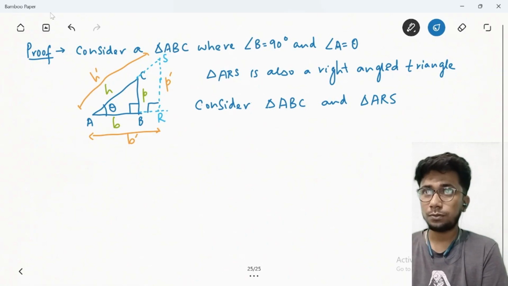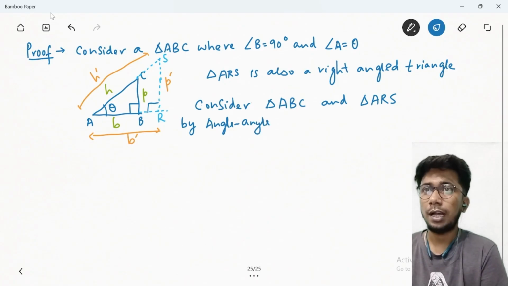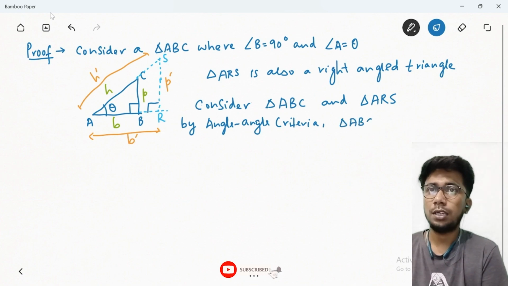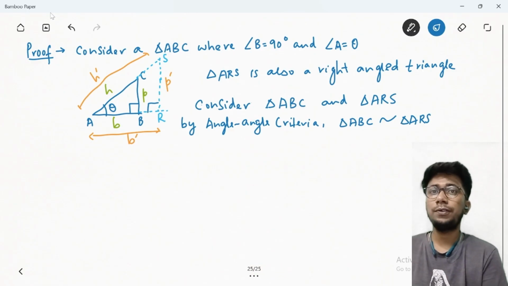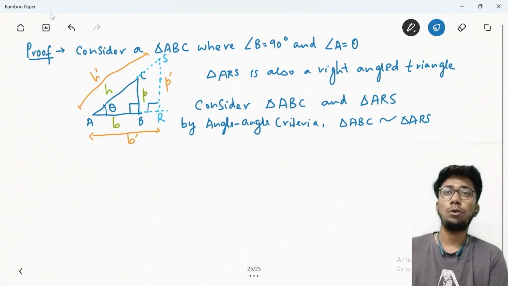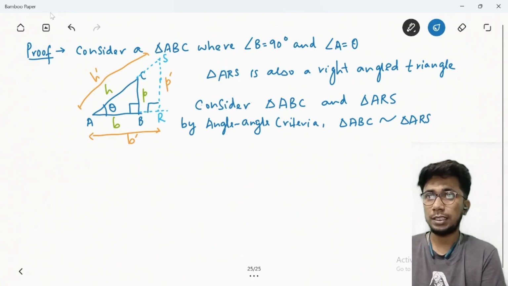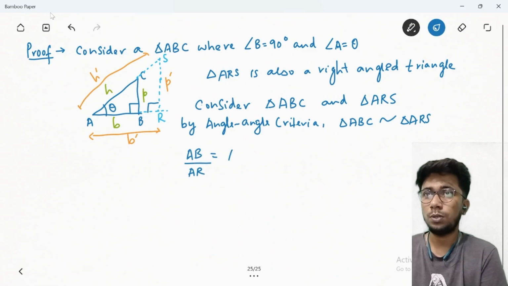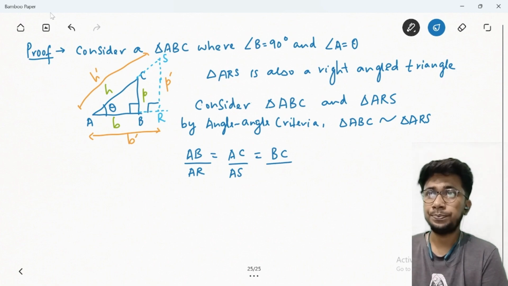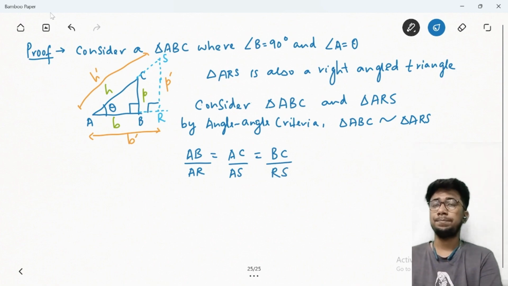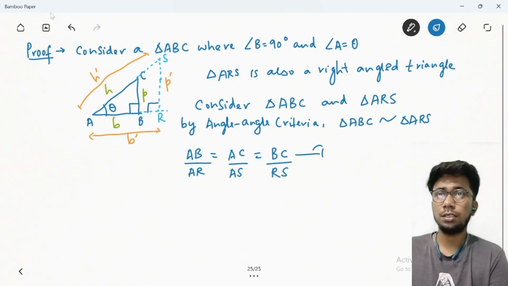So by angle criteria, triangle ABC is similar to triangle ARS. Fine. And we know if the triangles are similar, then the ratio of their corresponding sides are equal. Fine. So we can say AB upon AR equals to AC upon AS, and that will be equal to BC upon RS. Fine. कह सकते हैं ऐसा? Let's say this is equation 1.